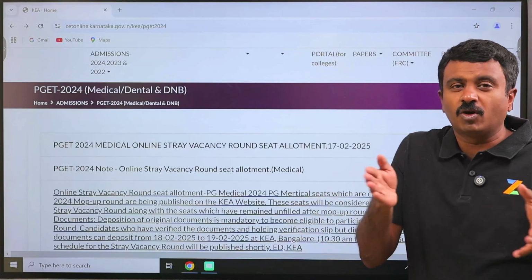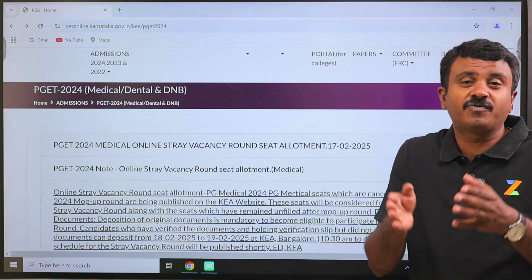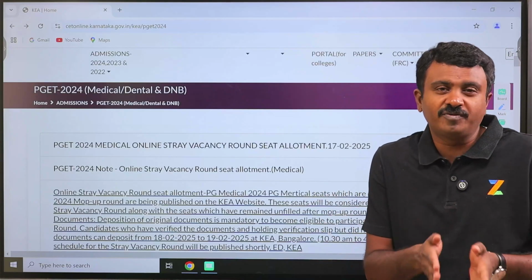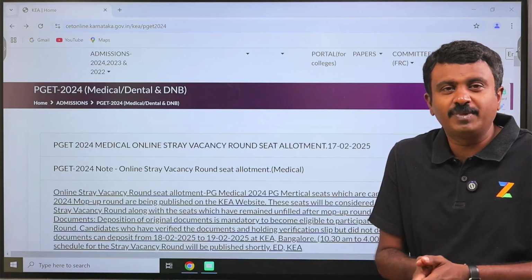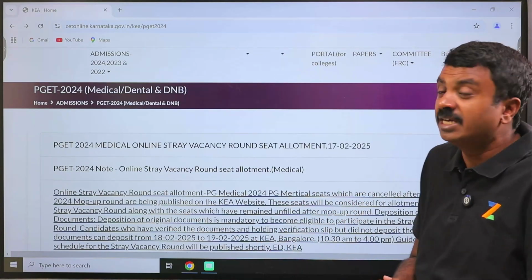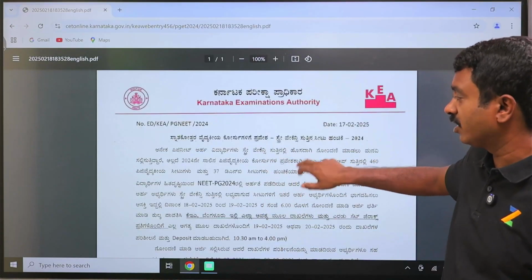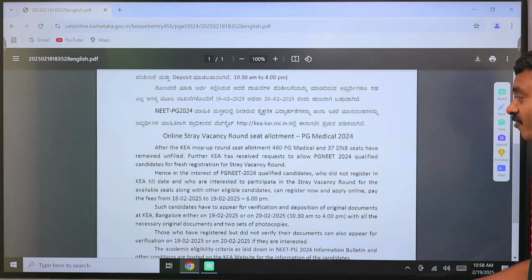Towards the end, we will also take you through how to look at information in ZyNerd for KEA choice filling. What all information is required majorly is available in ZyNerd. Being the last phases, it is always advisable to look at the information and then take a wise decision. KEA has notified yesterday on the registration, fresh registration for stray round.